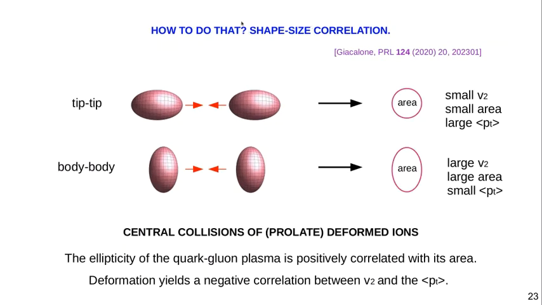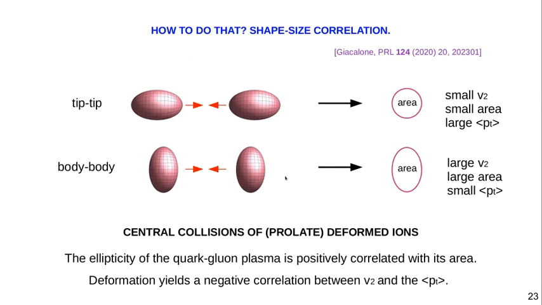Now, how do you discern these two phenomenologically? One simple way is shape-size correlations, which is precisely what Prithwish was discussing: a collision like this leads to a small circular area, whereas a collision like this leads to a larger elliptical area. So in central collisions, the ellipticity of the QGP is positively correlated with its area. But large area means less density in your system, so the particles will flow less, giving a smaller mean pT. In fact, there is a negative correlation between v2 and the mean pT.